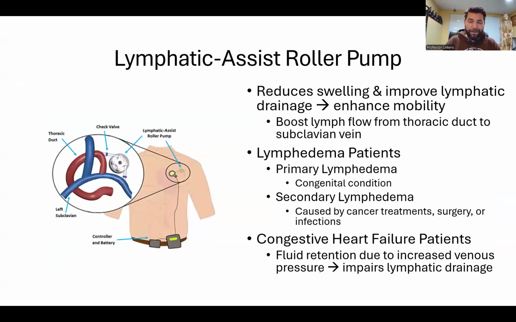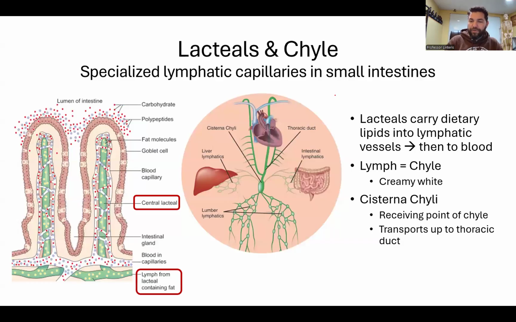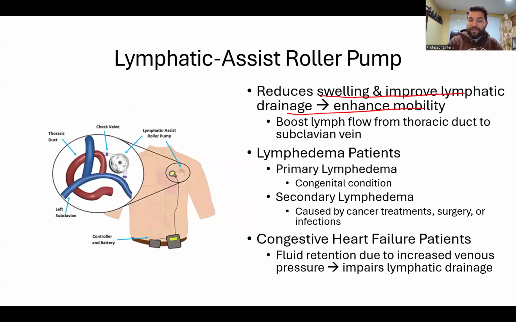Parasitic infection, no good. There are things that can help circulate lymph in people that might be compromised in such a manner, like the lymphedema that we just discussed. So this device is designed to reduce the swelling and improve lymphatic drainage, enhance mobility, basically connecting to the thoracic duct and boosting lymph flow for individuals with lymphedema, right? That's cool, right? It's pretty crazy.